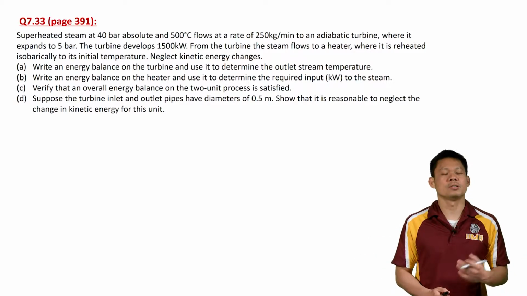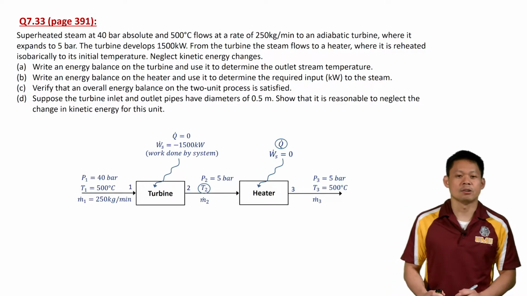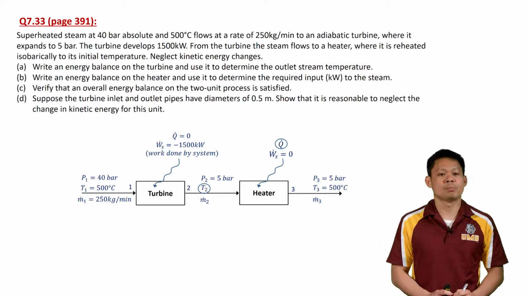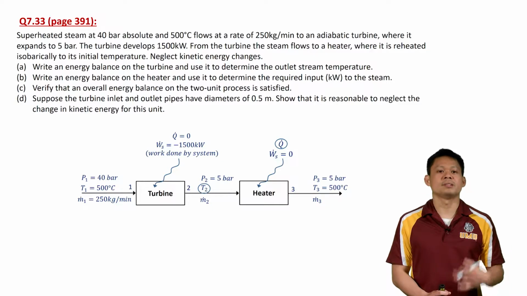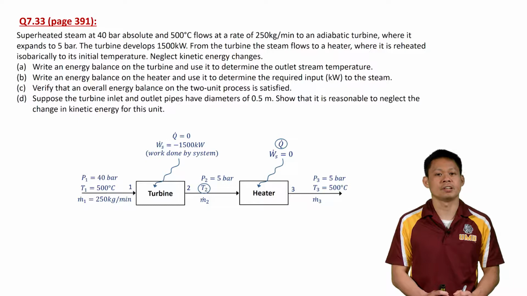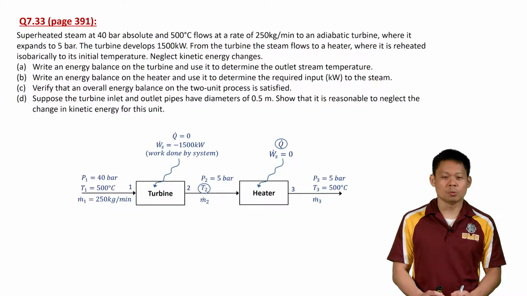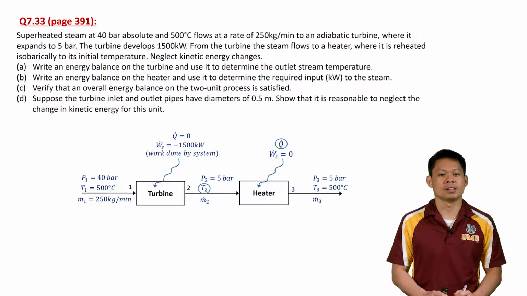All right, so this is a really simple one in, one out system for both the turbine and the heater. So I'm not going to go through the details of drawing the diagram and labeling it. Here is the diagram. We have our turbine and our heater. We are given the temperatures and pressures and the mass flow rate coming into the turbine. It is an adiabatic turbine, so our Q is 0. We know that work is done by the system to spin this turbine, and so we have a shaft work of negative 1500 kilowatts. We have the steam coming out in stream 2. We are only given the pressure.